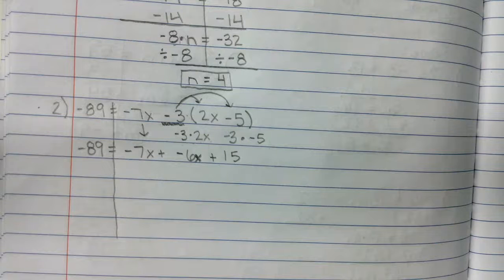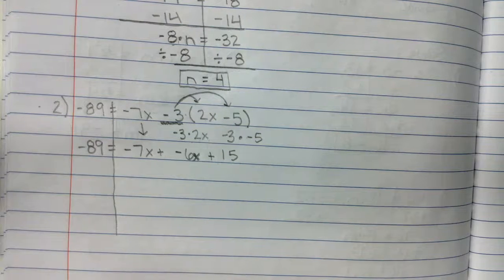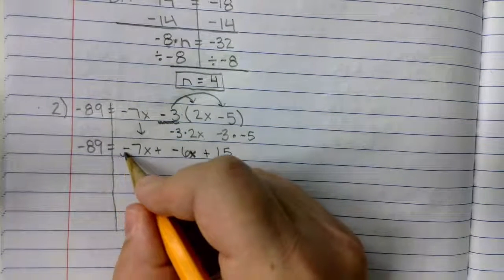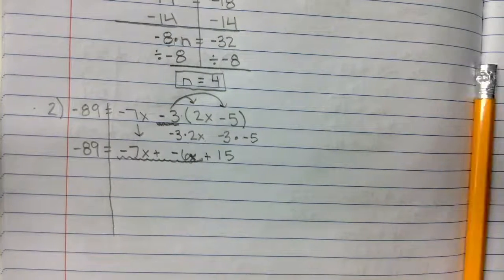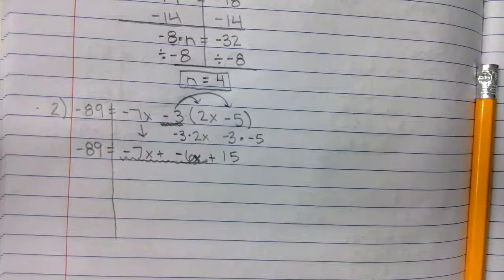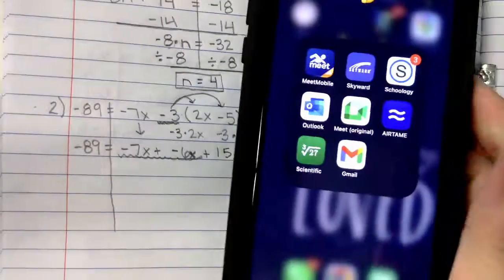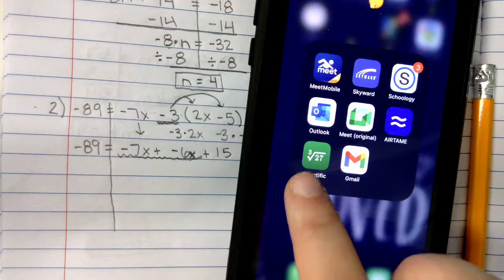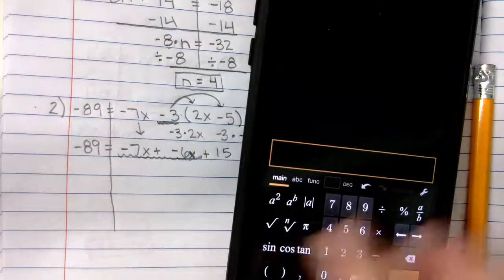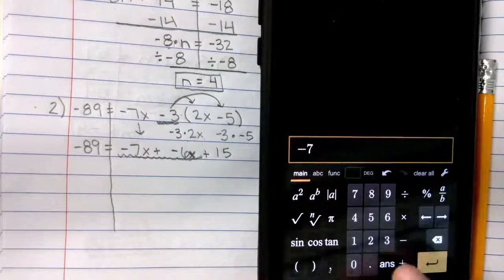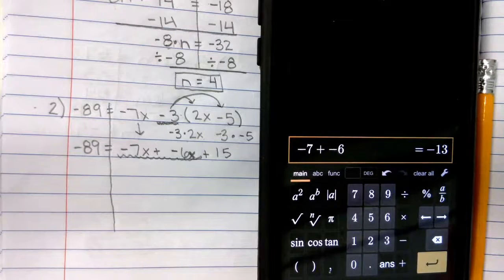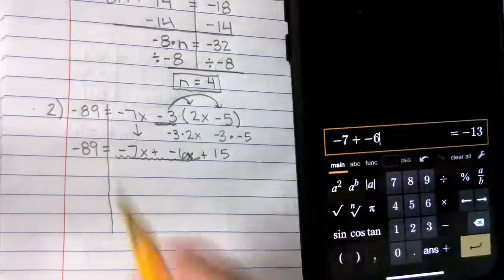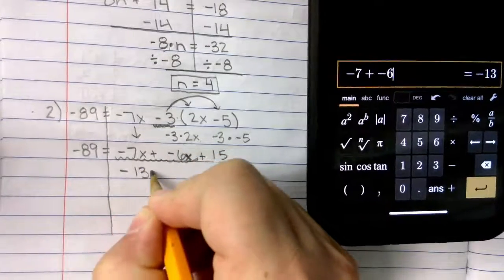So those are like terms though, which means we can add them. So if you're not sure, it's okay to use a calculator. I'm going to use mine. Remember when you use your calculator, we want this green one. There's 2 on your computer. You want that nice green scientific calculator one. So negative 7 plus negative 6. When we use our calculator, do we type in the x's? No. We just add the coefficients. So negative 13x plus 15. We didn't get rid of anything, we just simplified, so we're still having it equal to negative 89.